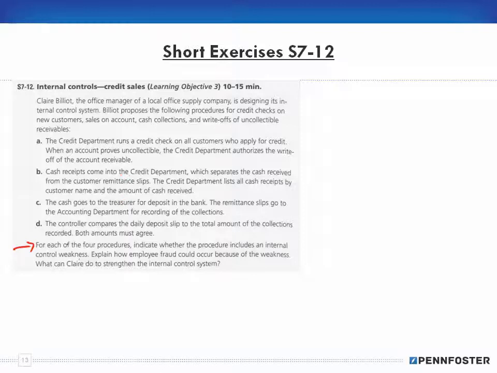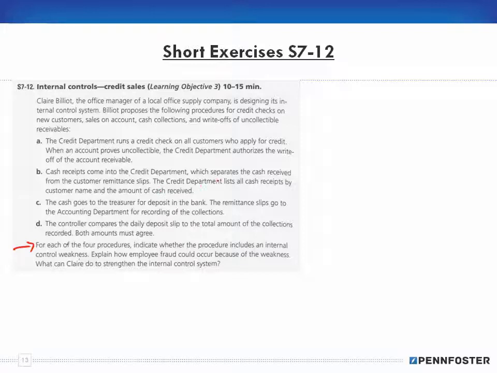All right, so let's see here. It says A, the credit department runs a credit check on all customers who apply for credit. Well, that's good. When an account proves uncollectible, the credit department authorizes the write-offs of the accounts receivable. Okay, that's good. B, cash receipts come into the credit department, which separates the cash received from the customer remittance slips. The credit department lists all cash receipts by customer name and the amount of the cash received.